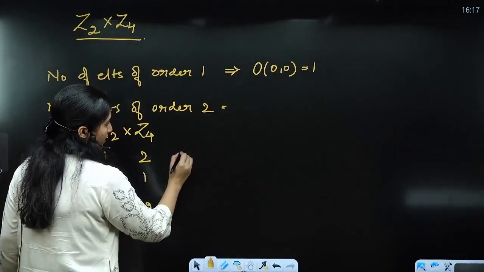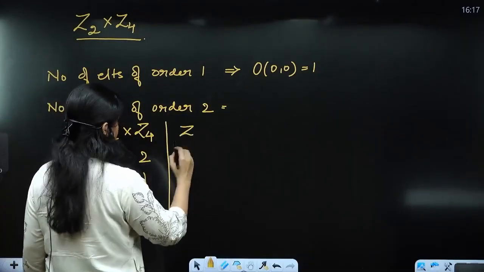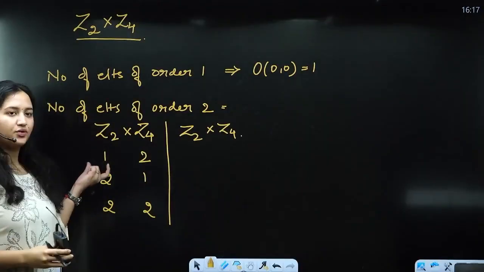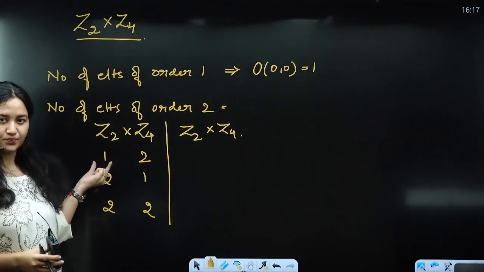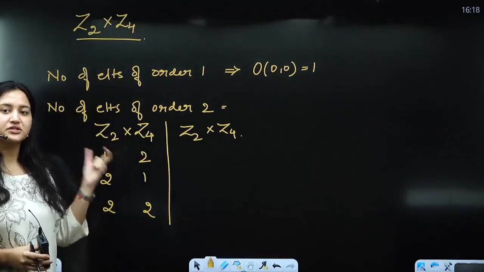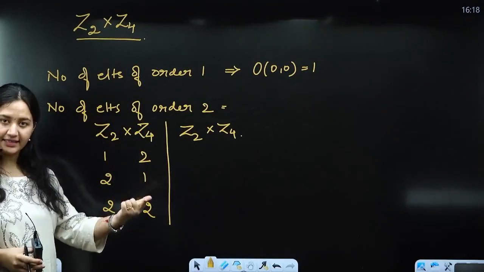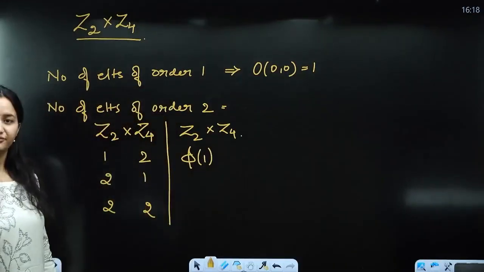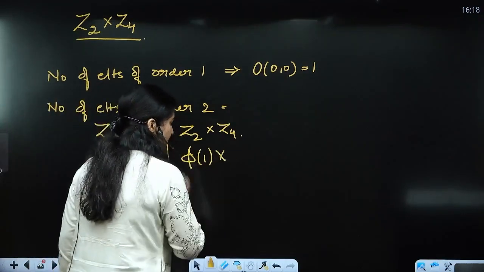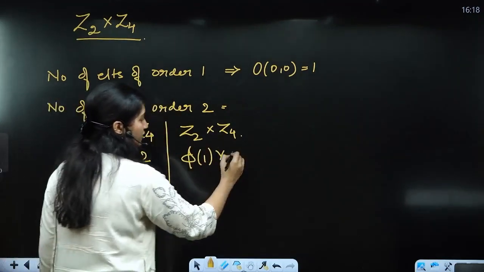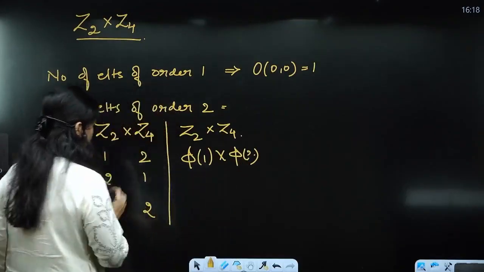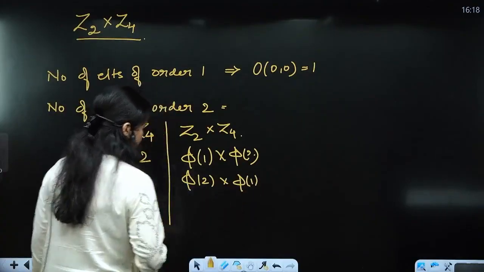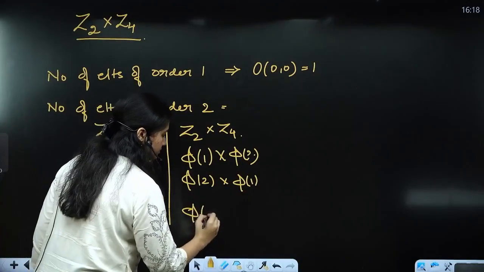Now understand how many elements are going to be there of order 1 in Z2. In Z2, how do we find the number of elements of a certain order? That is going to be phi of d. So the number of elements of order 1 in Z2 is going to be phi of 1. Similarly, the number of elements of order 2 in Z4 is going to be phi of 2. Similarly here, phi of 2 into phi of 1, then phi of 2 into phi of 2.